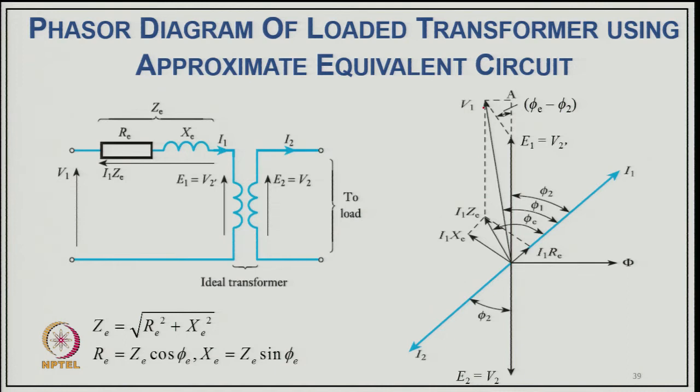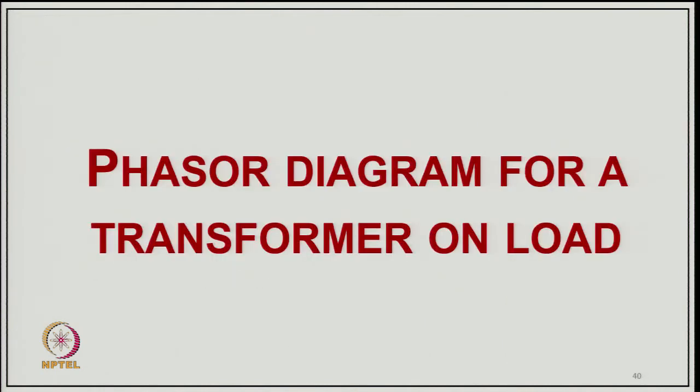So you get the phasor diagram corresponding to the supply voltage, as well as the current drawn from the supply, with a lagging power factor, at power factor angle phi 1. V 1 is the applied voltage from the supply, I 1 is the current drawn, and phi 1 is the angle between V 1 and I 1. Of course, this angle depends on the load power factor and the parameters of the transformer.